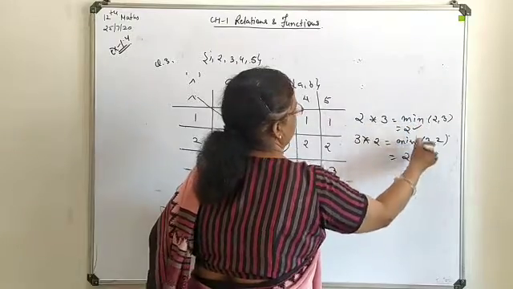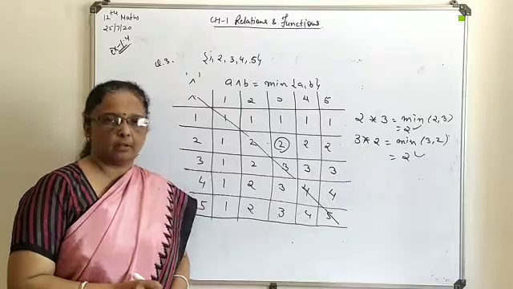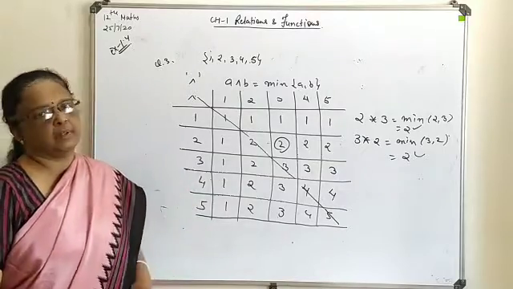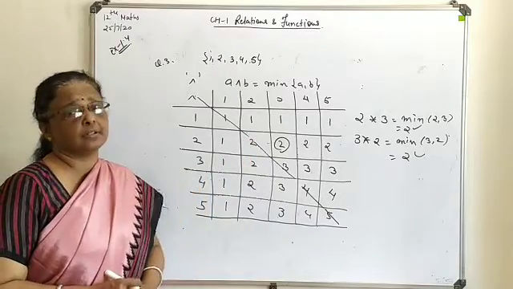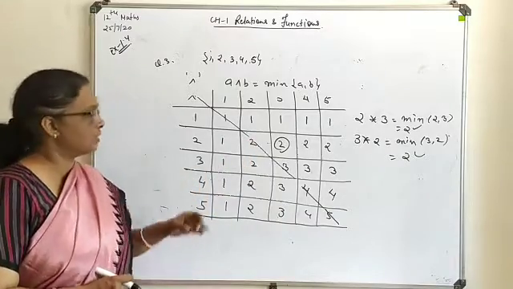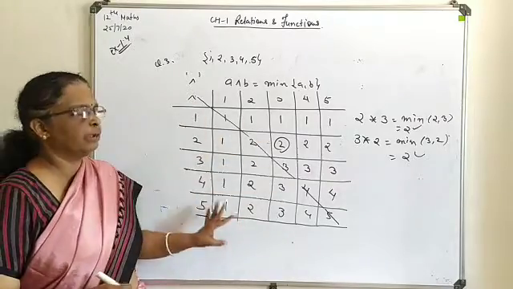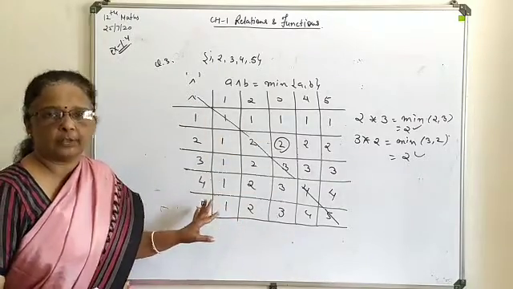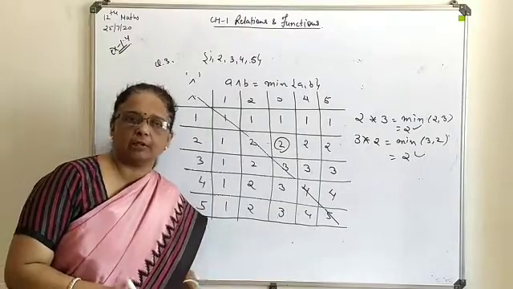So in this case, if the answers are coming the same on making the exchange of the elements or numbers, then only you can say that your binary operation is commutative. So this is one method you can use to find out any relationship between any pair of numbers.